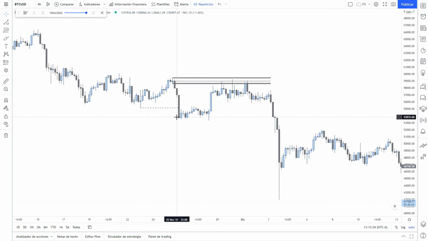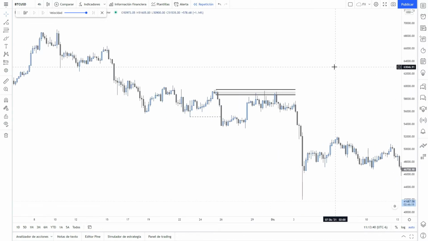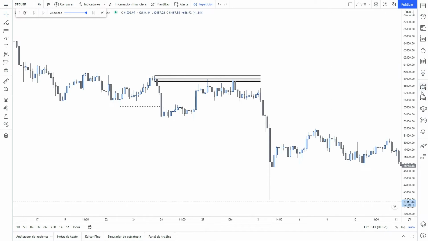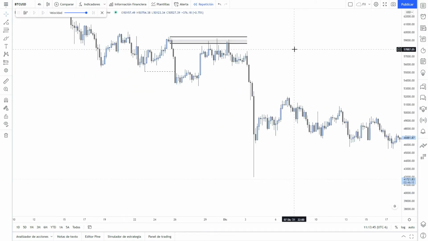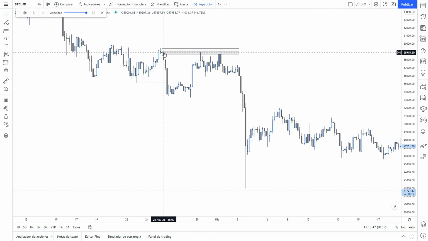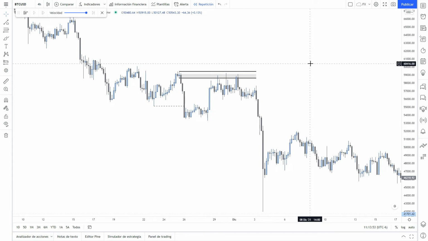We have a strong push to the downside, price retraces to the level, and then price goes down again. Why? Because we have institutional orders waiting here to be filled. That's what a supply and demand level means. And that's why it's very important.